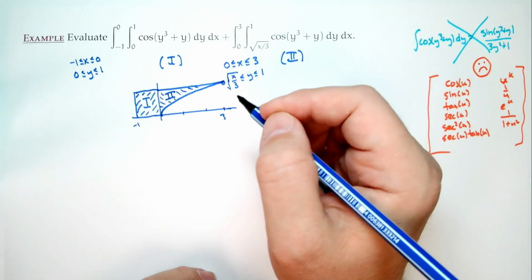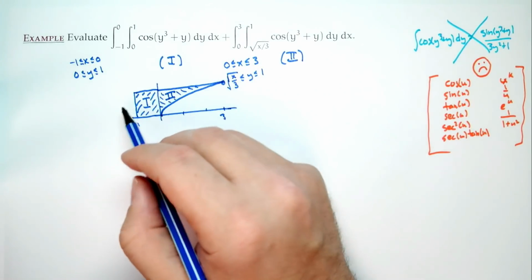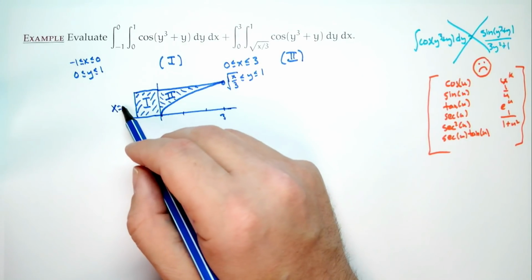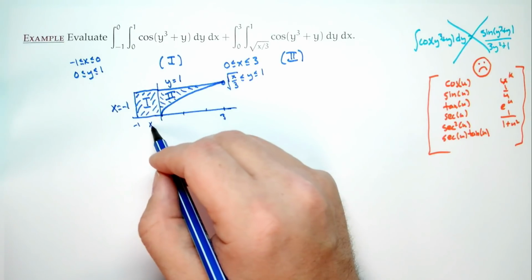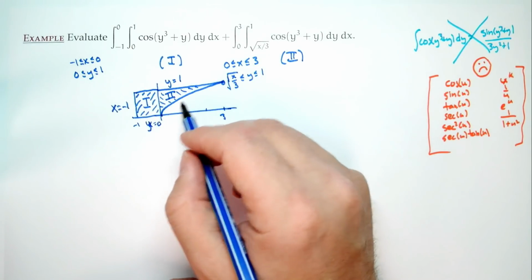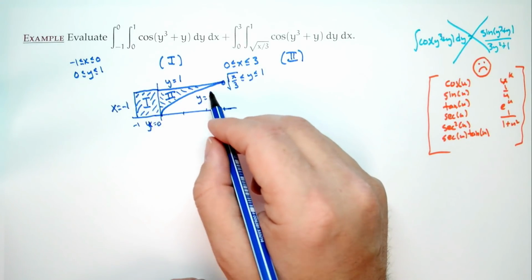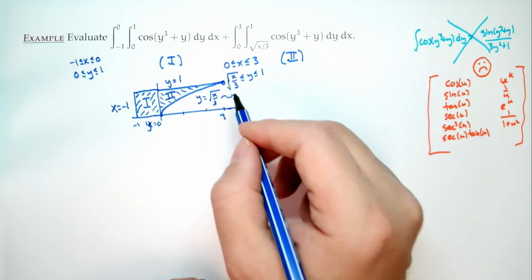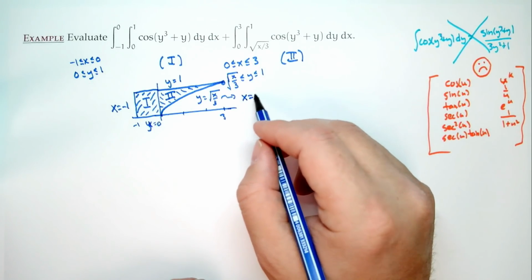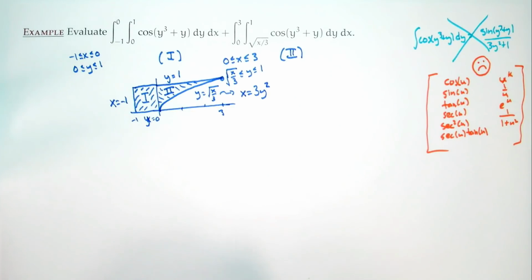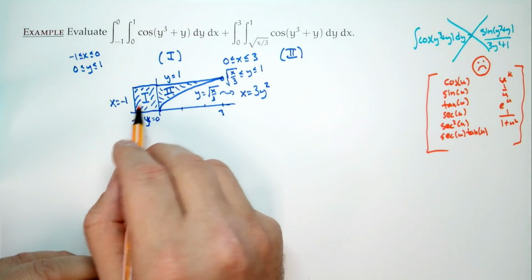All right, so can we say? Well, we can label a couple things. Over here, we have x equals negative 1. Up on top, we have y equals 1. Down here, we have y equals 0. And here, this is the curve y equals the square root of x over 3. But you can rewrite this. Square both sides, move terms around, you get x equals 3y squared.